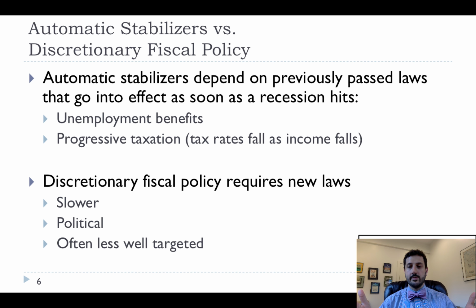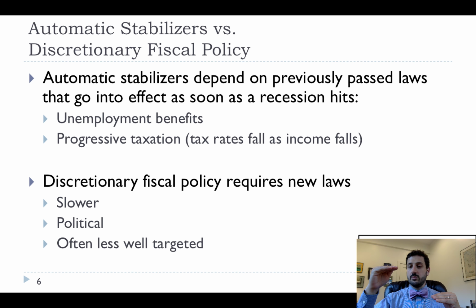We didn't have unemployment benefits during the Great Depression, and that meant that if you lost your job, you lost your income. Now, if you lose your job, you lose a significant portion of your income, but you don't lose it all because you're eligible to collect unemployment benefits. Another piece of automatic stabilizers is progressive taxation, which means that the tax rate that you pay increases as your income increases.